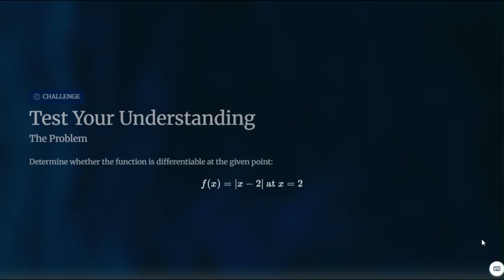What type of situation does this represent? What would be the left-hand and right-hand slopes at that point? And consider how the absolute value function behaves on either side of x equals 2. You can take a moment to pause the video before looking at the solution.